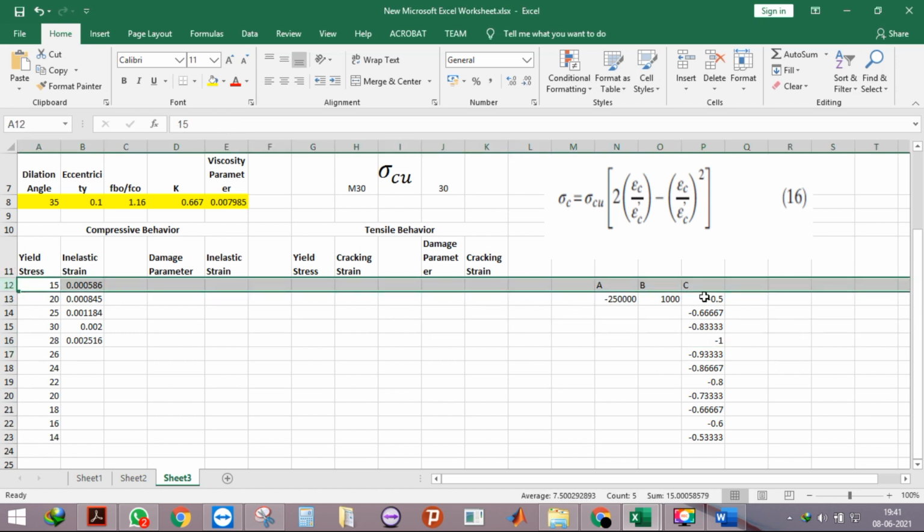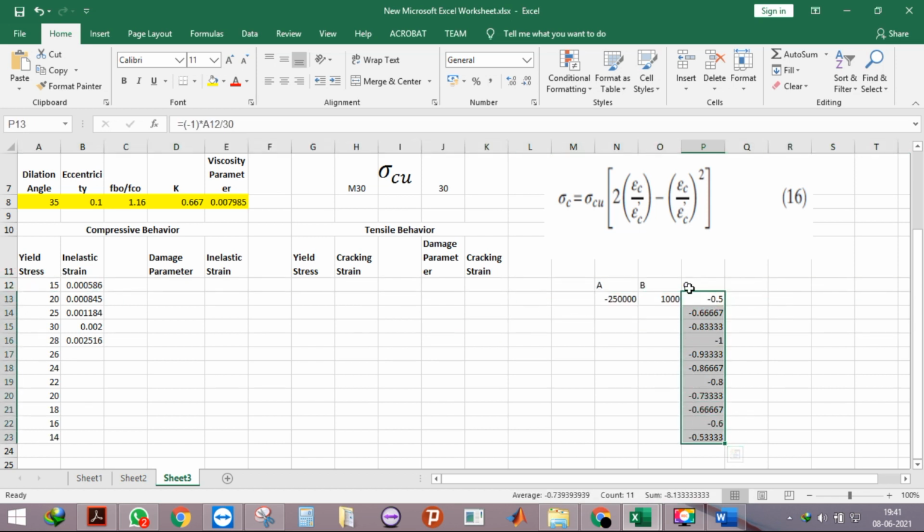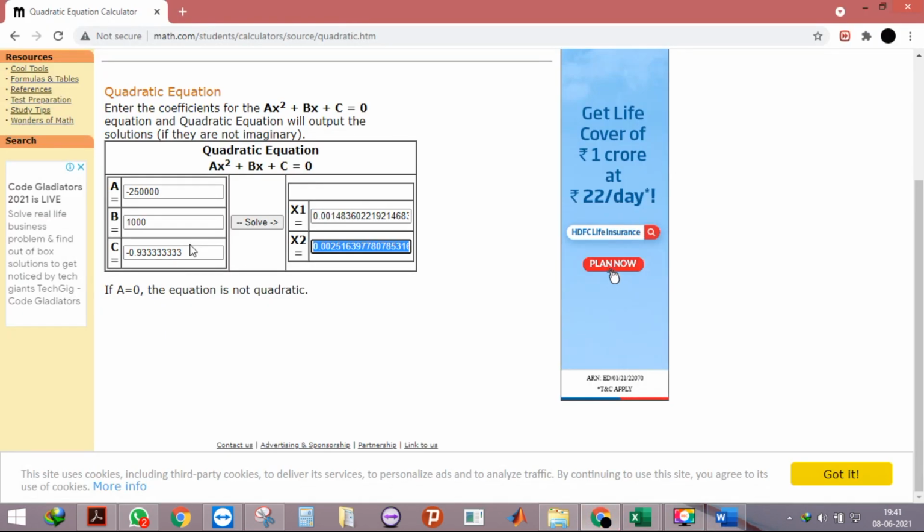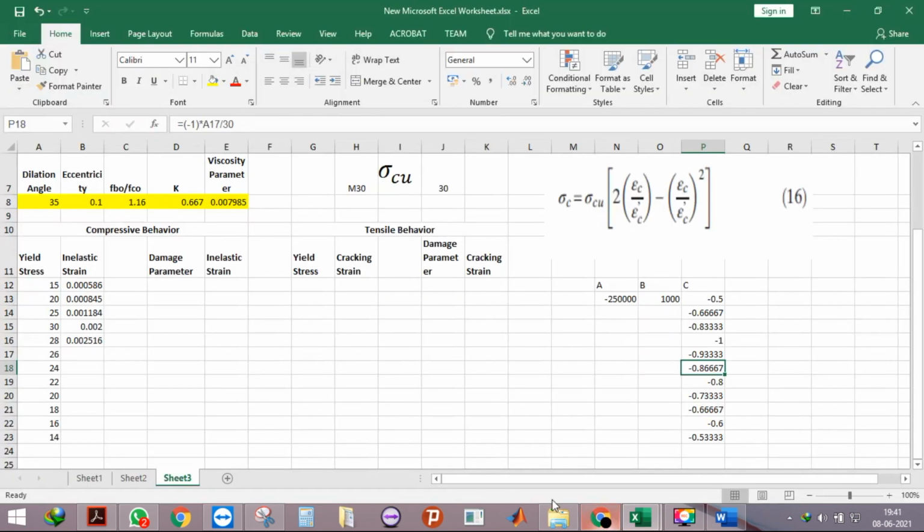So you calculated all the points and you have got the graph. Once you have calculated all the points and you have got the graph, next is to calculate the inelastic strain. The strain that we have now obtained is total strain, and we need to calculate the inelastic strain.